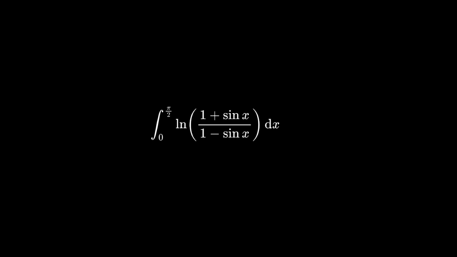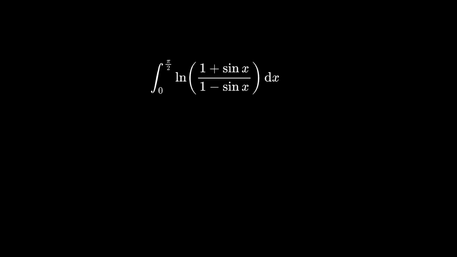Today we're going to be integrating ln of (1 plus sine x) over (1 minus sine x) between 0 and pi over 2. So the first thing we're going to do is use King's rule. We can say u equals pi over 2 minus x, which gives us du equals minus dx. Now, with King's rule, our limits end up staying the same.